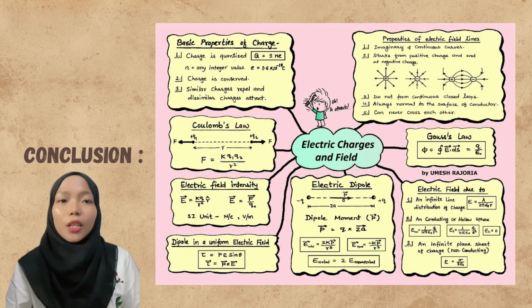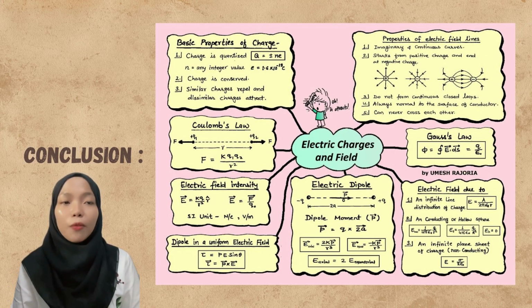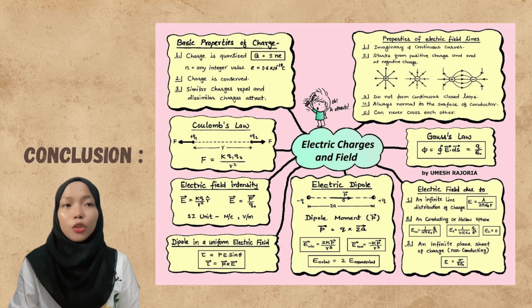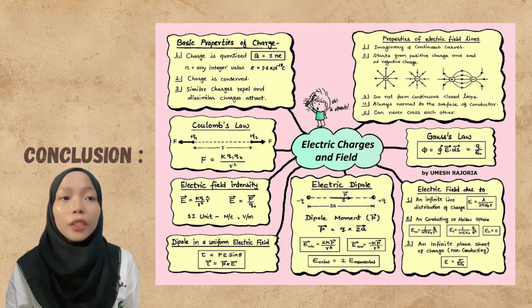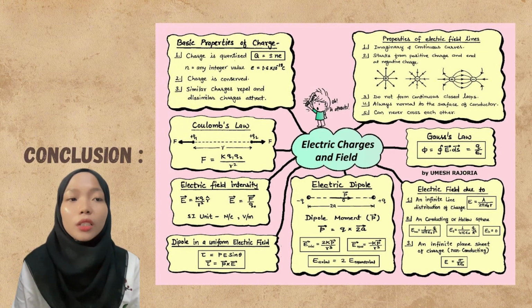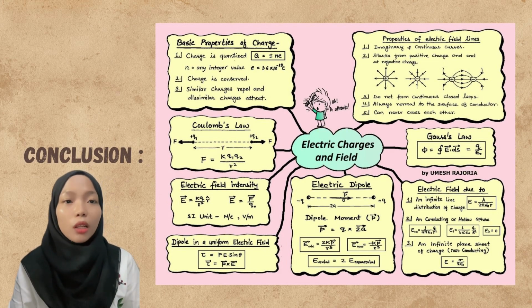Conclusion. As you can see, this picture shows you the mind map for all the topics in this chapter, electric charge and field. In this chapter, you must know the difference between positive charge and negative charge. Other than that, you must remember all the formulas in this chapter, and you must know how to calculate the electric flux and electric field.